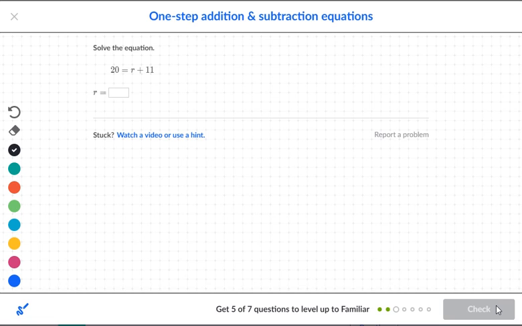Okay, next one. I have 20 is equal to R plus 11. So what I want to do is circle my letters. So look for my letters first. Then I want to box my numbers. Make sure that you capture the sign here.